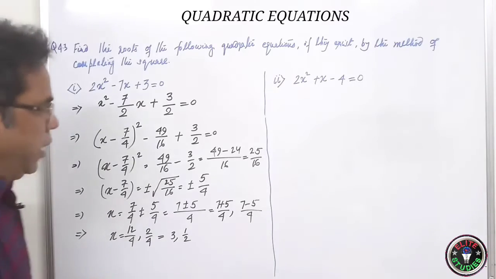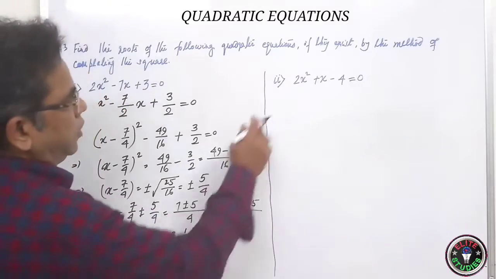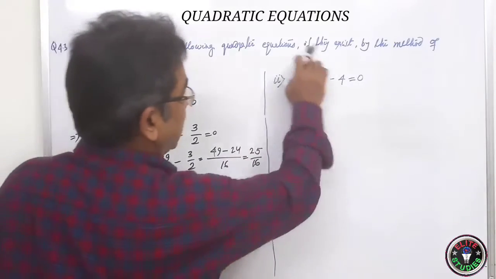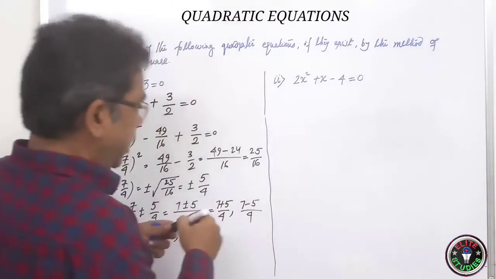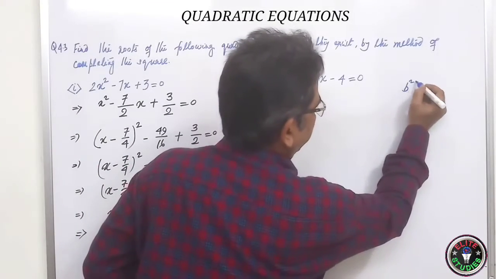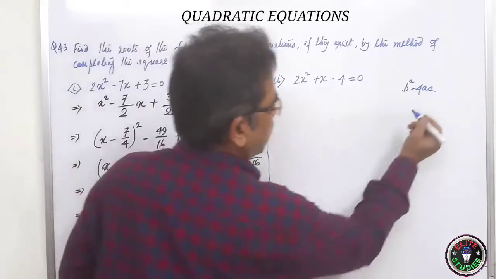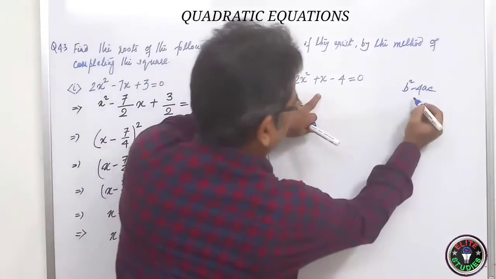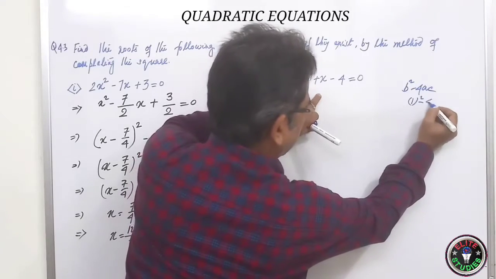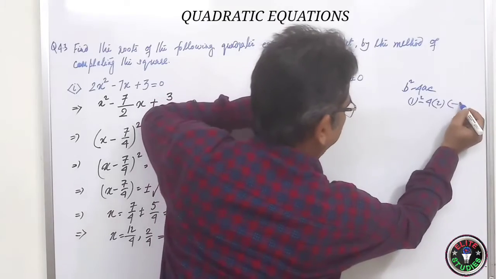Now similarly, let us do the second question. Again, first of all you have to check whether the roots exist or not. For this you have to find b square minus 4ac. What is b? b is 1. So it will be 1 square minus 4. What is a? a is 2. And what is c? c is minus 4.